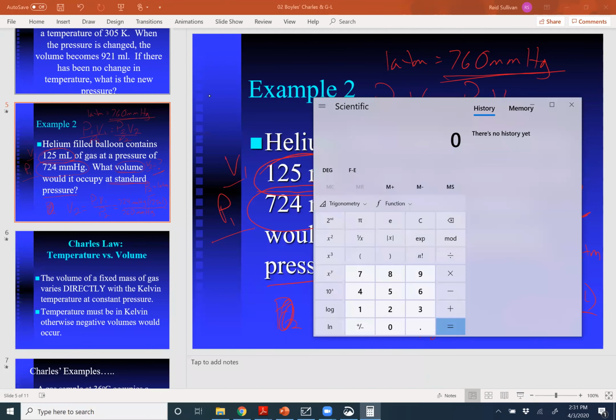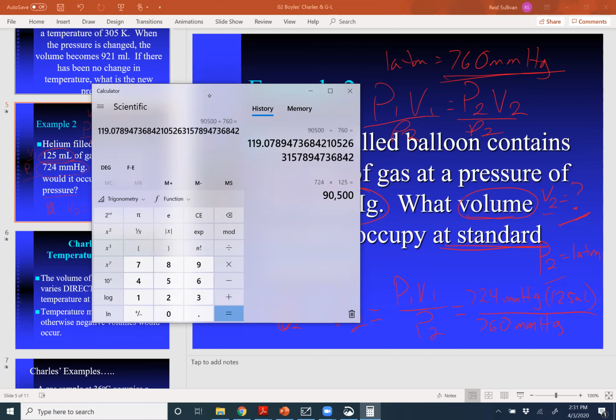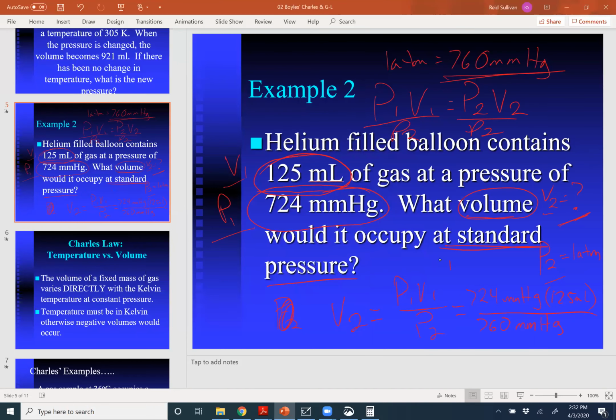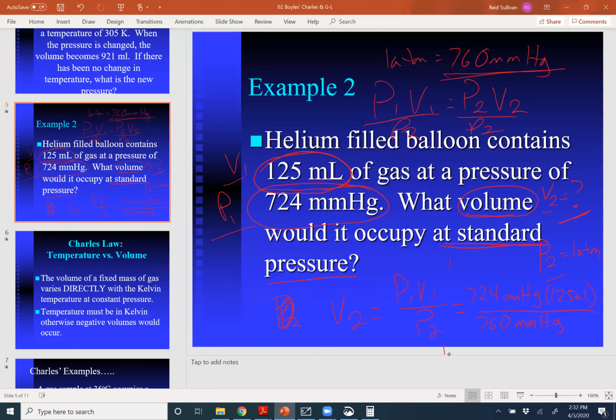Move it out of the way. Okay, so we have to do 724 times 125, and then we're going to divide that by 760. Hey, and that's smaller than 125. We have 119.1. So this is going to equal 119.1 milliliters.